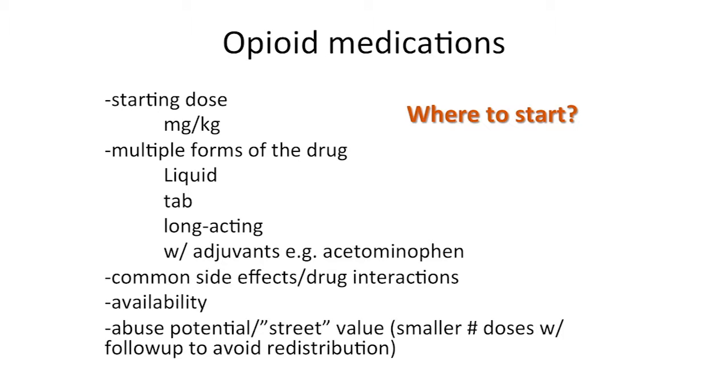But where should we start? Begin by going to the medications that we've become familiar with, including routine starting dose, in this case in milligrams per kilo. What forms of the drug may be most effective for the administration of a patient this age, keeping in mind side effects, availability, and abuse and diversion potential?